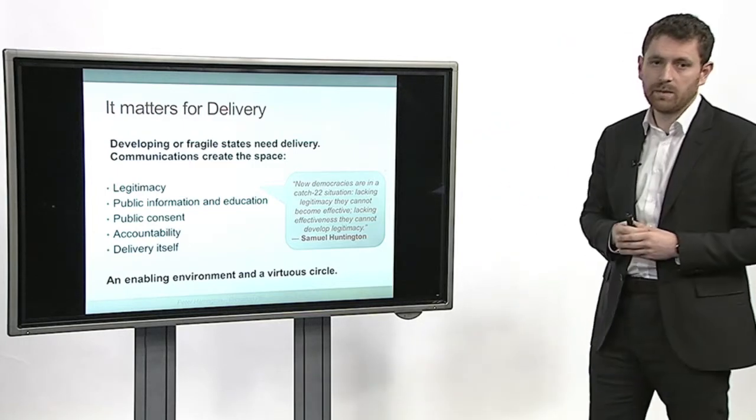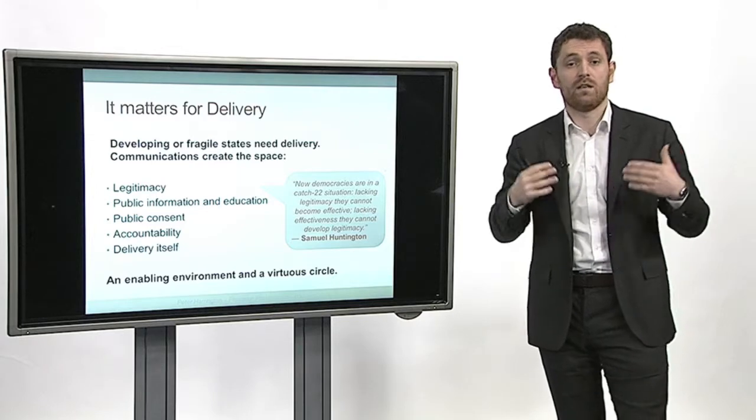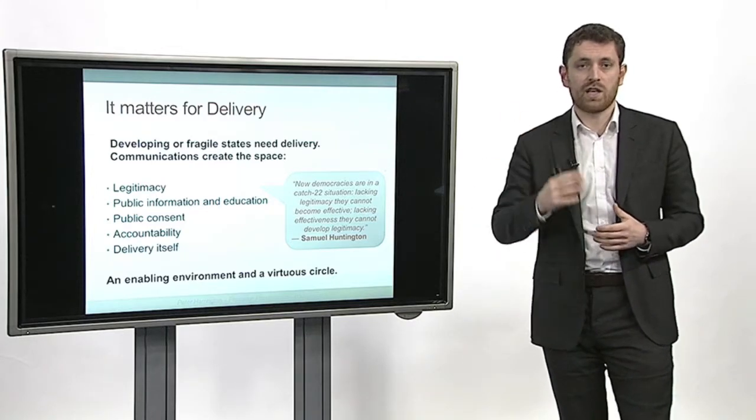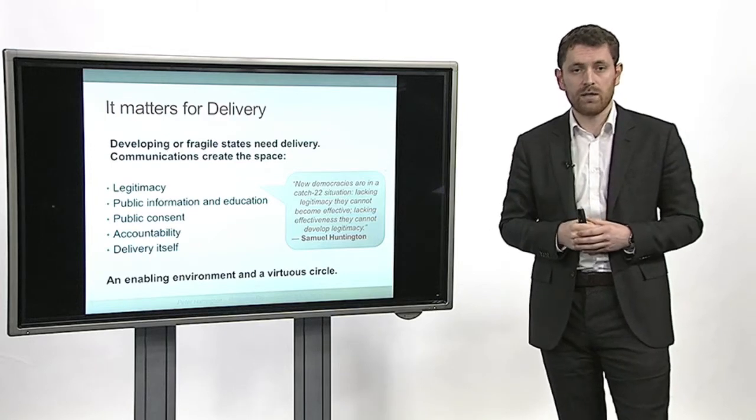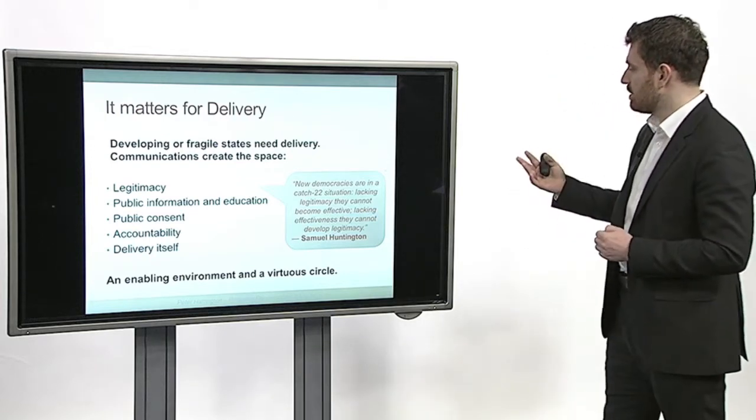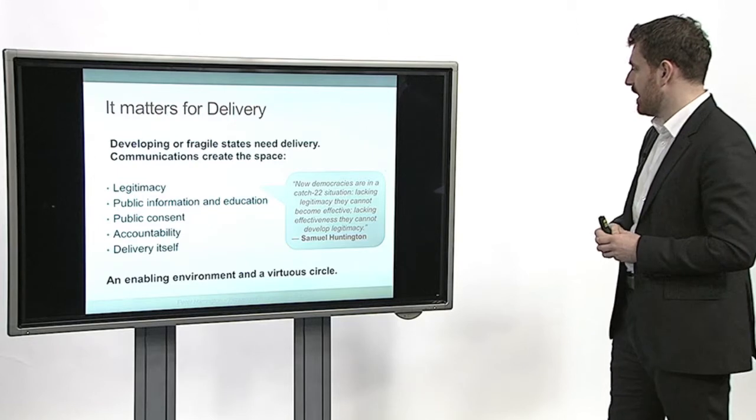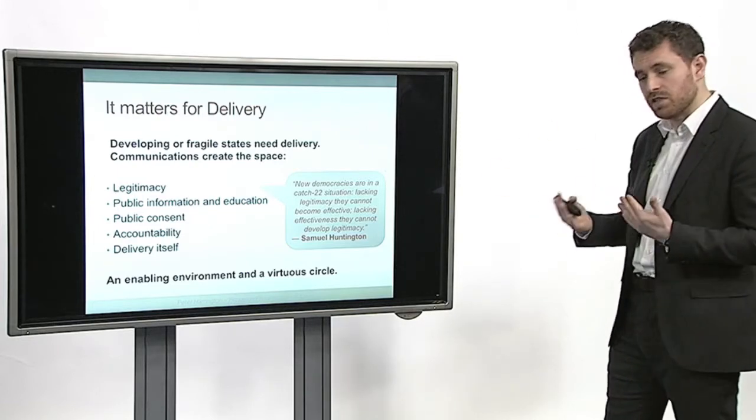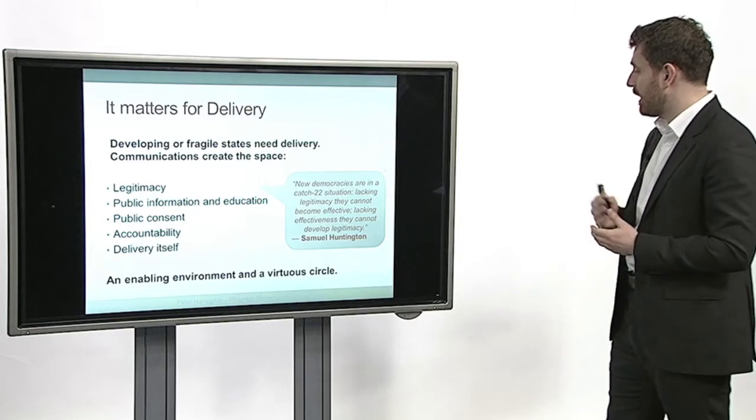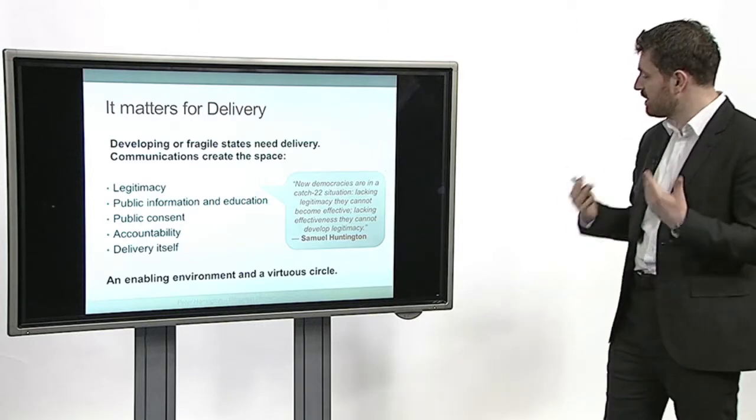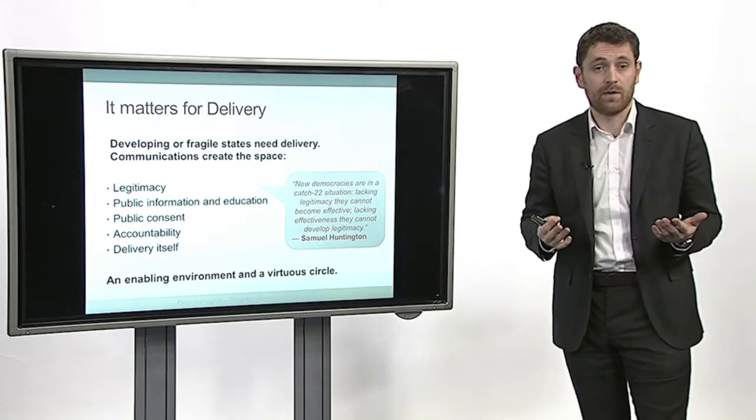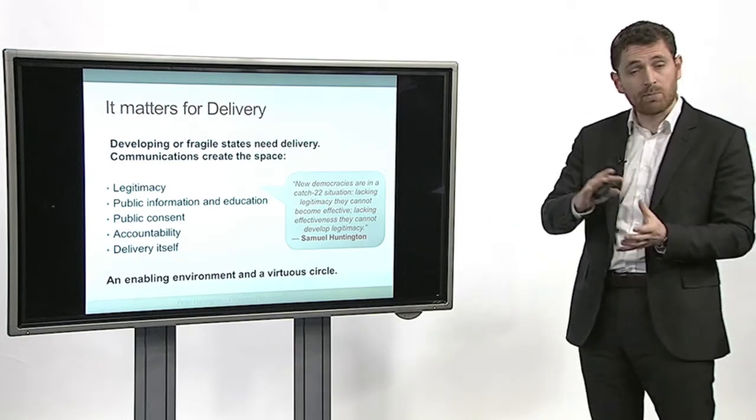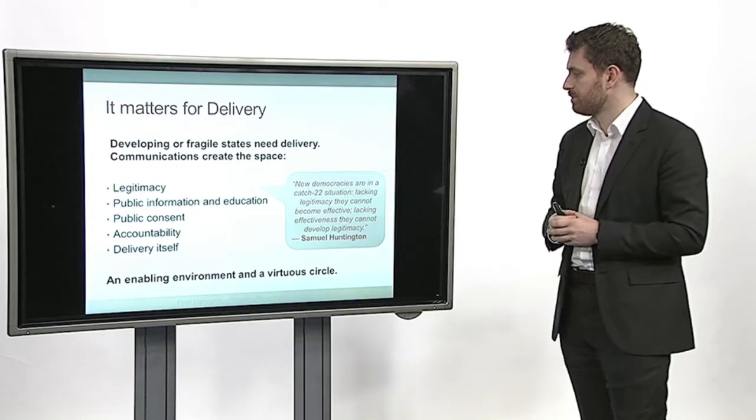So legitimacy. Communications create legitimacy for the government. It helps people acknowledge and respect and get behind what the government is doing. And as Samuel Huntington said, there is a very vicious circle. New democracies are in a catch-22 situation. Lacking legitimacy, they cannot become effective. Lacking effectiveness, they cannot develop legitimacy. So good communications can help you break out of that catch-22 situation.